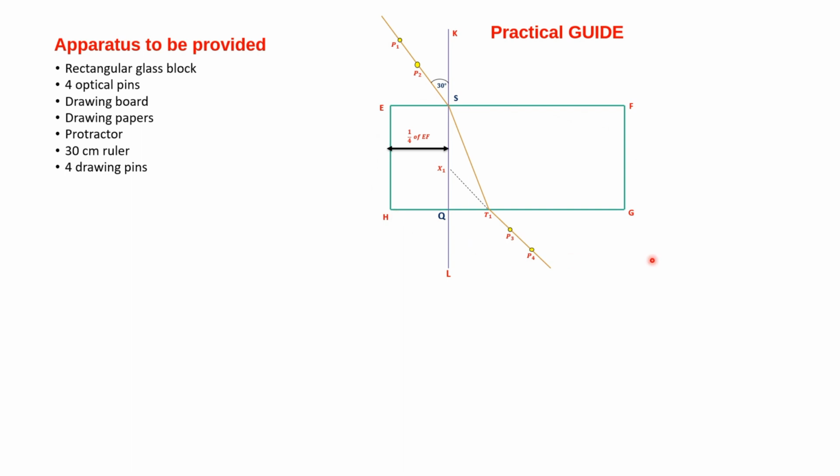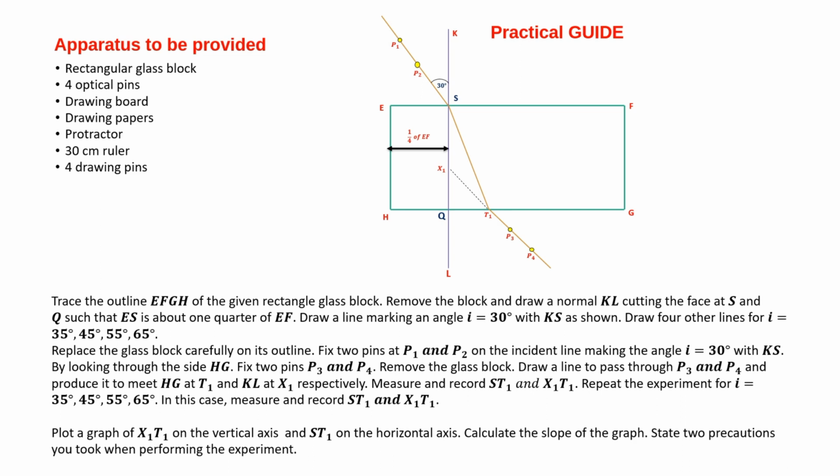Now, for this experiment, remember we are going to set up and trace out the outline, as we can see in the diagram here. All right, so the instructions for this experiment go as follows. Trace the outline EFGH of the rectangular glass block. So this is the outline, as you can see, EFGH, the 4 corners of our outline. After that, we are going to remove the block and draw a normal.